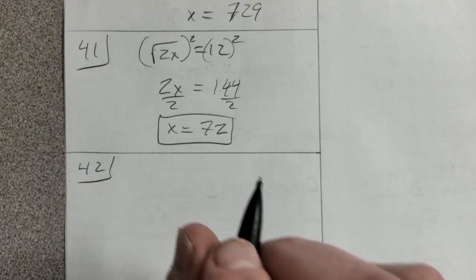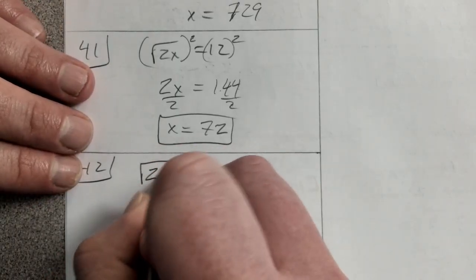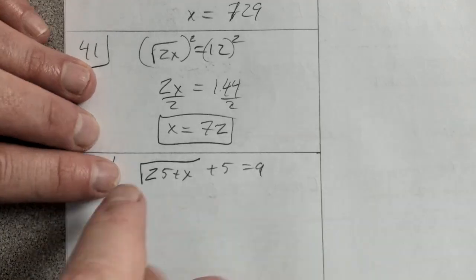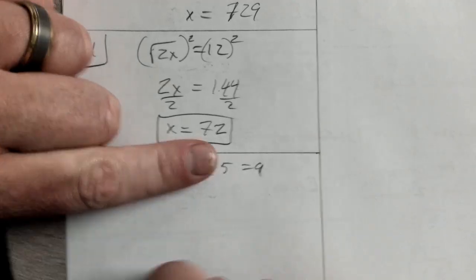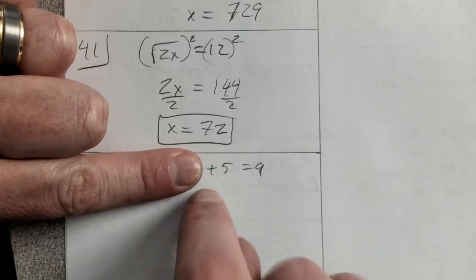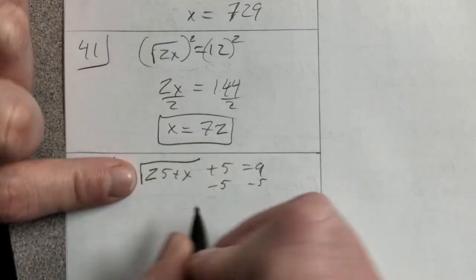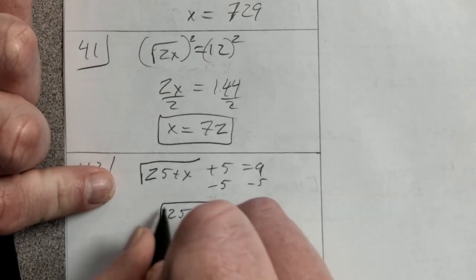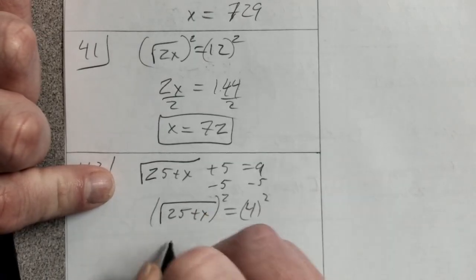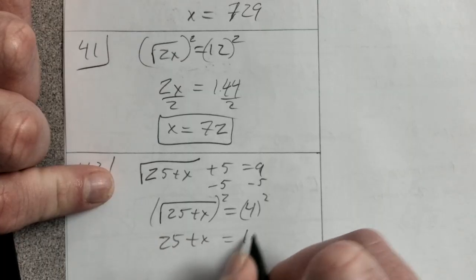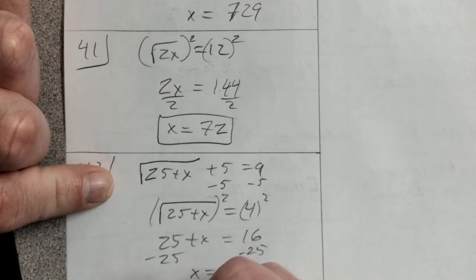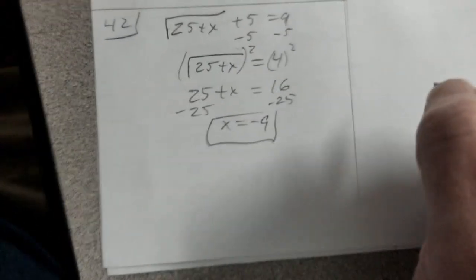42. We have the square root of 25 plus x, plus 5 equals 9. All right, I don't have anything in front of the radical multiplying, but I do have a 5 being added afterwards. So subtract 5 from both sides. We get the square root of 25 plus x is equal to 4. Then we square both sides. So 25 plus x equals 16. After subtracting 25 from both sides, x is equal to negative 9.